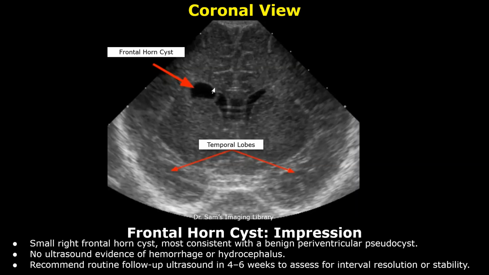Here is the impression. Small, right frontal horn cyst. Most consistent with a benign periventricular pseudocyst. No ultrasound evidence of hemorrhage or hydrocephalus. Recommend routine follow-up ultrasound in 4 to 6 weeks to assess for interval resolution or stability.